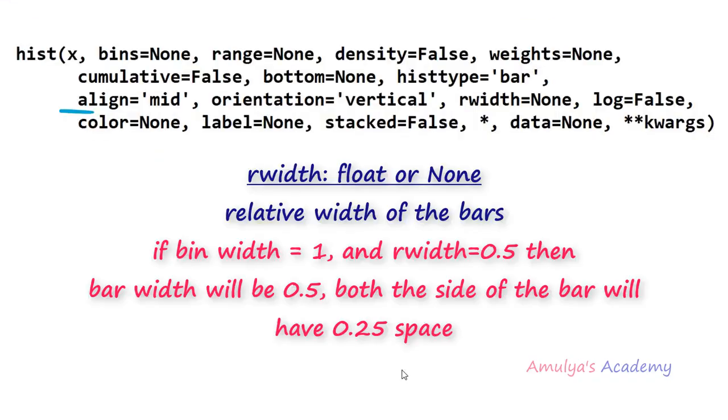Alright, so next is R width. You can take the float or none. Default value is none. This is the relative width of the bars as the fraction of the bin width. If none, automatically compute the width. It is ignored if the hist type is step or step filled. So you can change the width of the bar using this.